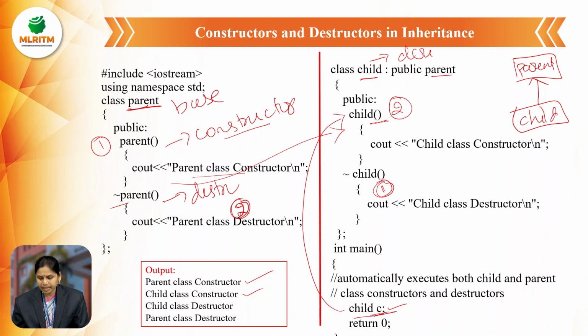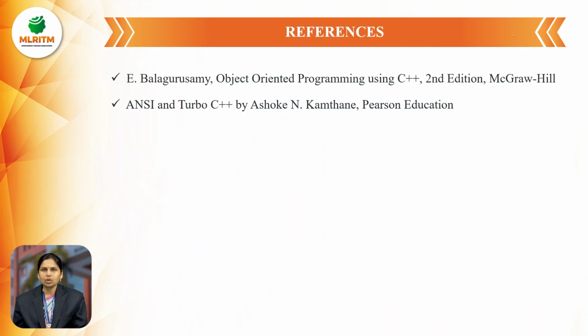So whenever we create the object for the child class, first it executes the parent class constructor, then it goes to the child class constructor. But when we close the program, the destructors will be executed. First the child class destructor is executed, then it executes the parent class destructor. These are the constructors and destructors concepts in inheritance. These are the references. Thank you.